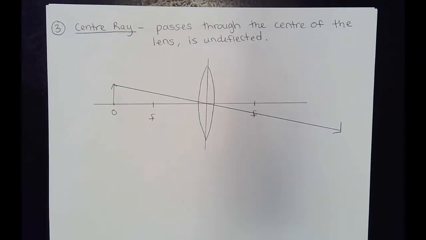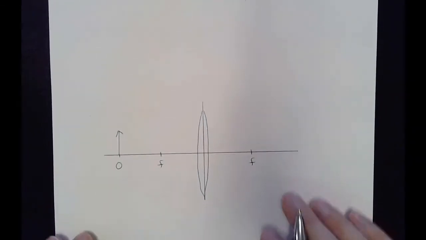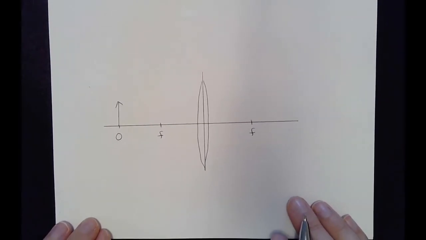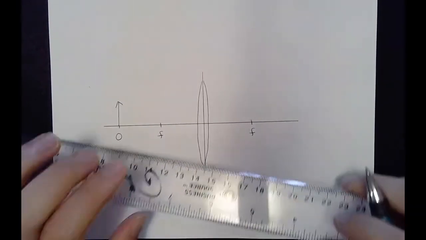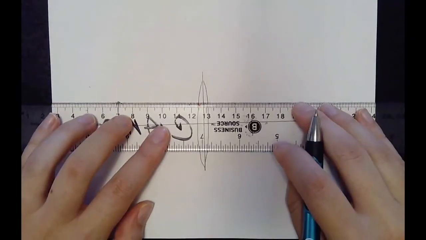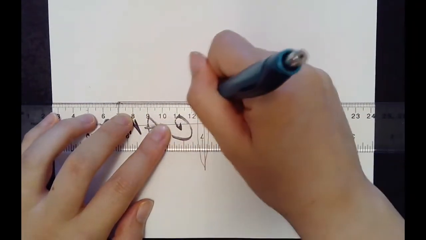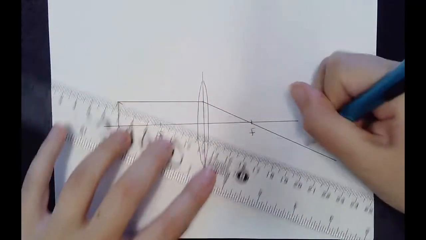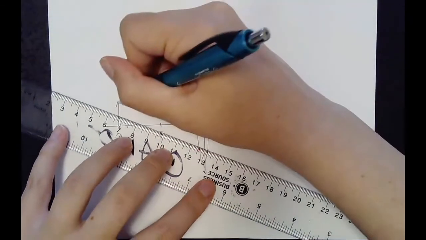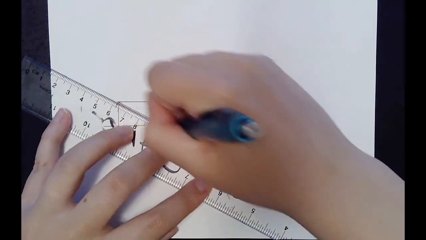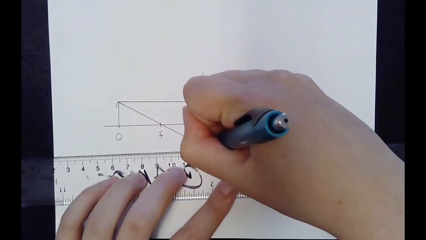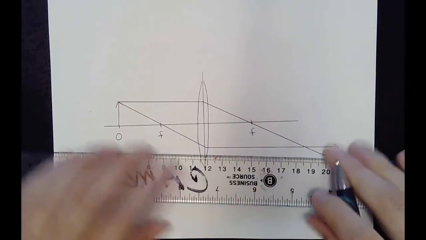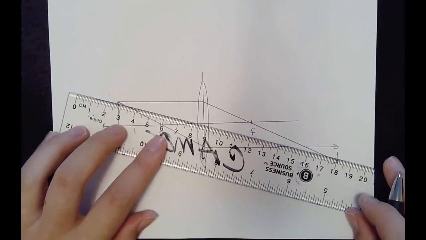Okay, so let's look at drawing these for a real image on a converging lens. Again, we're going to draw 3 rays to locate the image, and where they cross is the image point. So my first ray is here, that passes through the far focal point. Now I have this ray through the near focal point, which then goes parallel. And lastly, the center ray, right through the center of the lens.